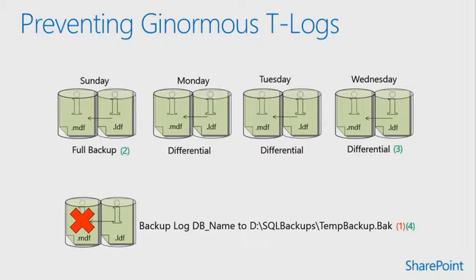So the only two steps I could do is a full recovery: restore from Sunday's backup, and restore from Wednesday's backup. I wouldn't be able to do anything to recover my transactions from Thursday. That's the reason we don't want you to use the simple recovery model. So that explains that piece, but how do I avoid the ginormous transaction logs?